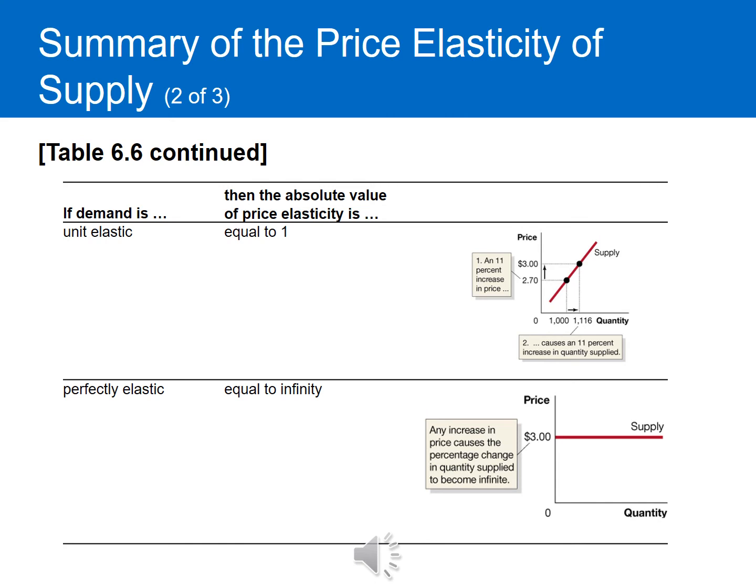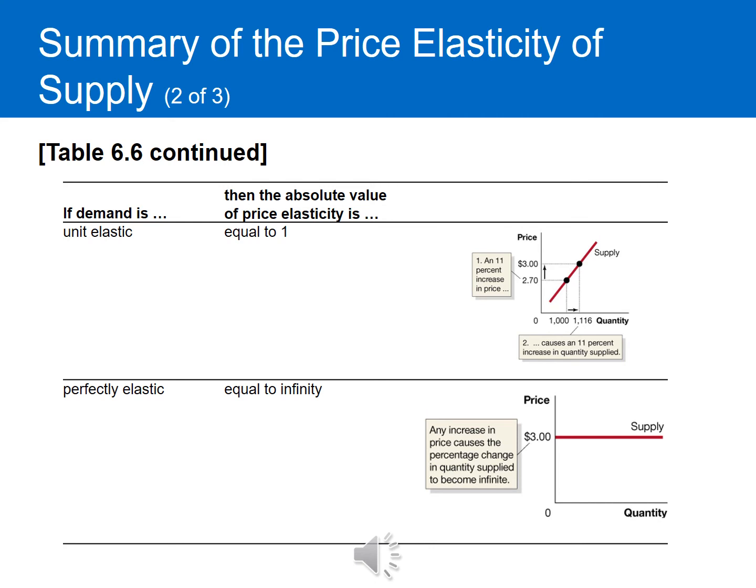The next possibility is unit elastic. So that's if the absolute value of the price elasticity of supply is equal to exactly 1. So the figure on the right shows that there's an 11% increase in price. There's going to be an 11% increase in the quantity supplied. So there's a 1-for-1 change. Again, this is very rare for it to equal exactly 1.